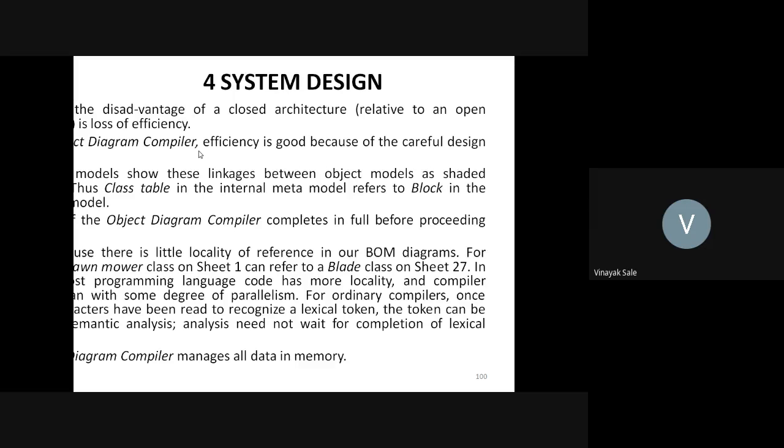The model shows the linkage between the object model as shaded. Thus, the class table is the internal meta model reference to a block in the model. The object diagram compiler completes each pass in full before proceeding. There is little locality of reference in our bill of material diagram. So the object diagram compiler manages all data in memory.